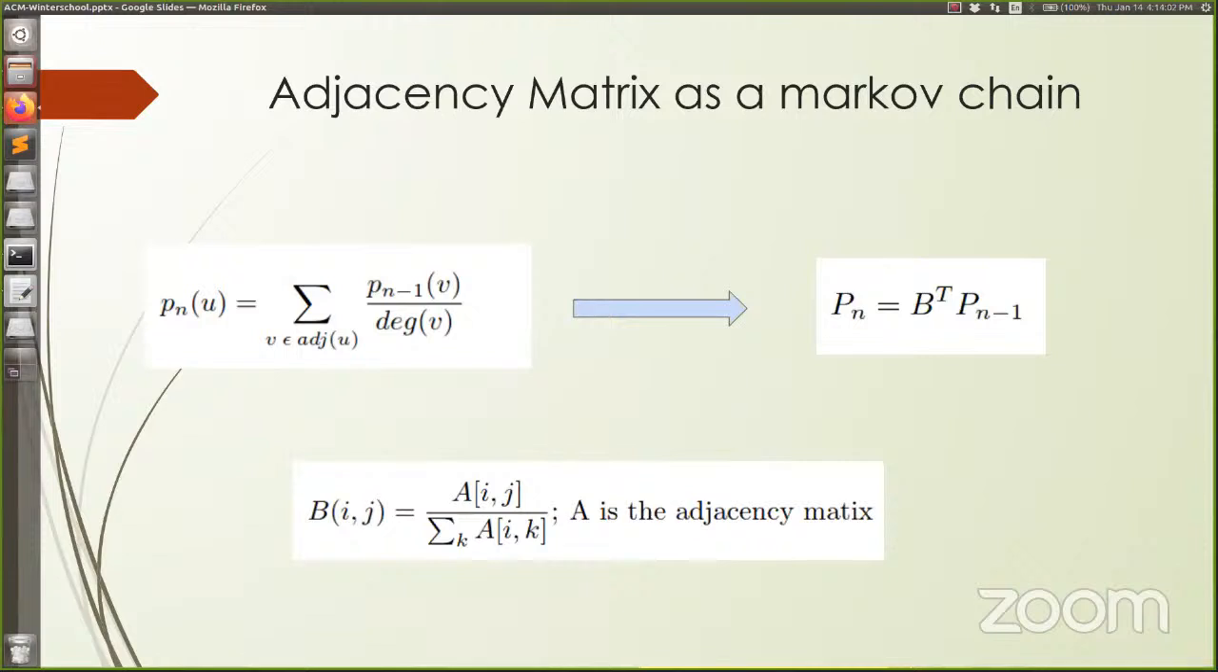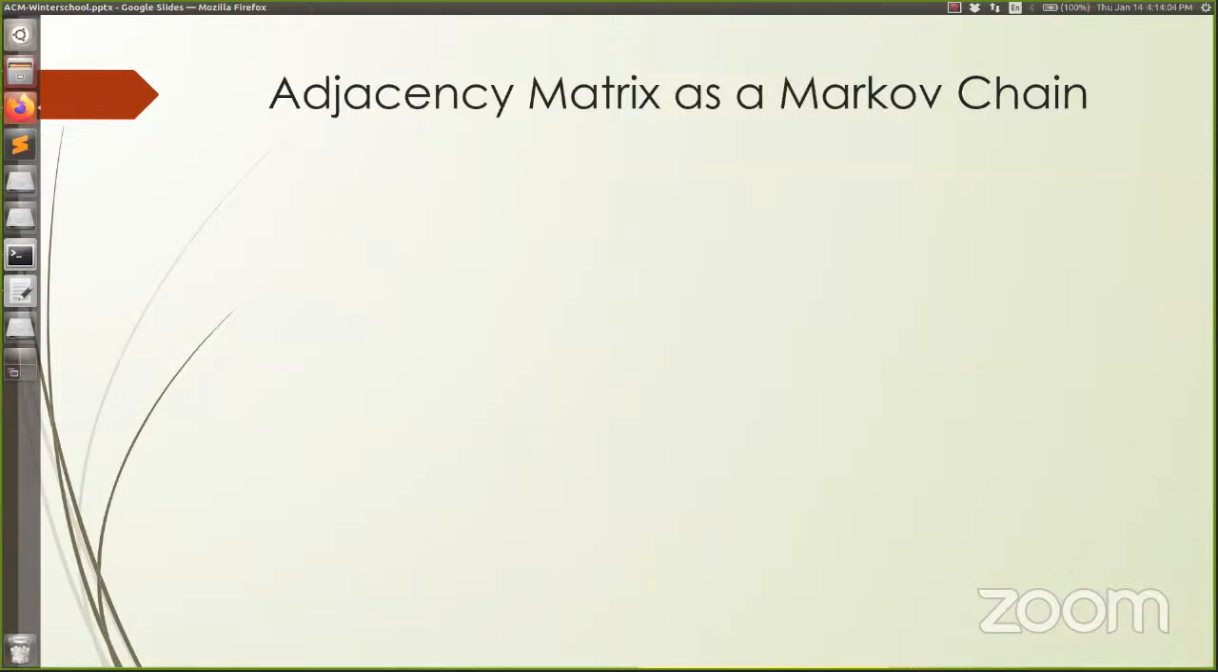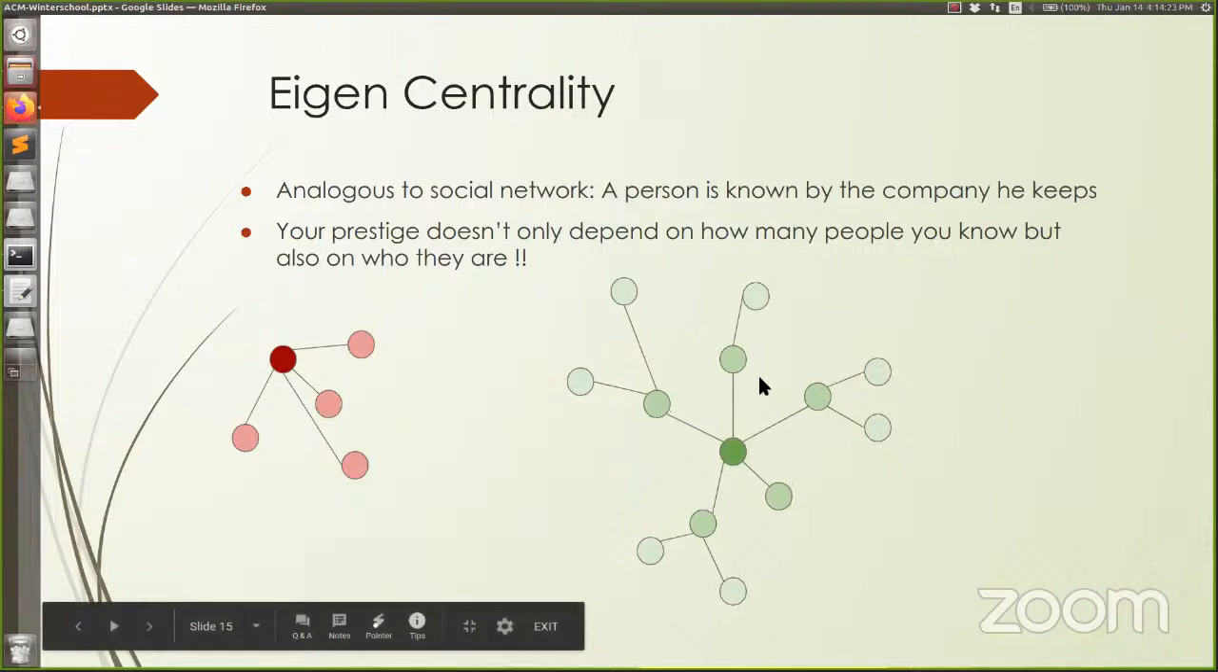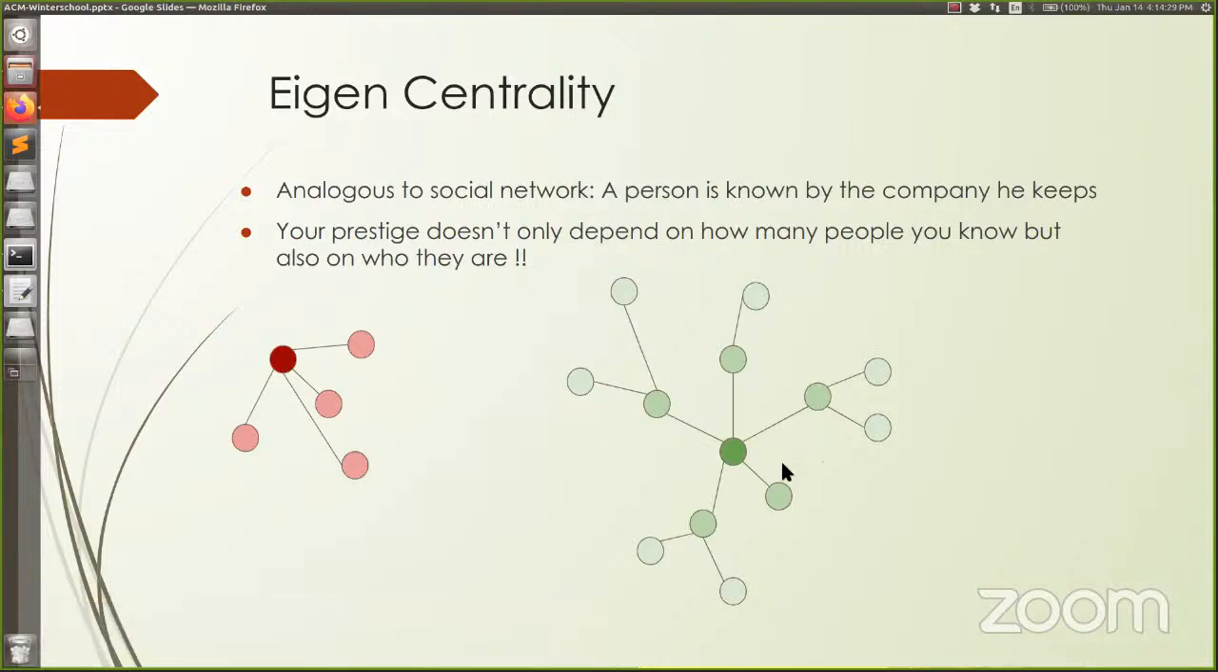Let's go back to our previous example. Say I am computing the importance of this particular dark green node. Let's call it step zero. Step zero depends on these five, right? So I'll assign some initial value to these five nodes, add them up, and compute this.